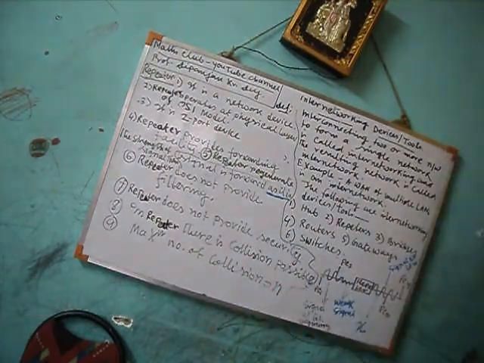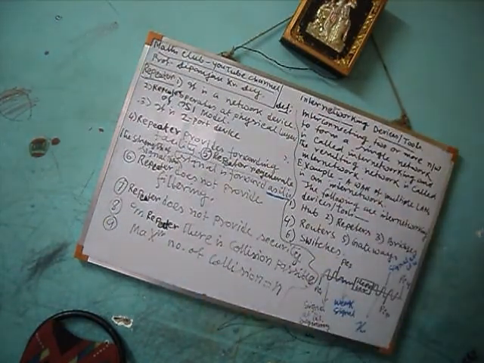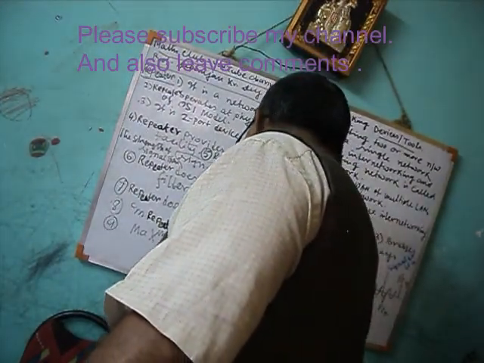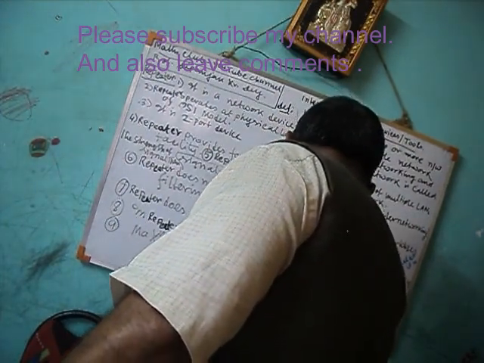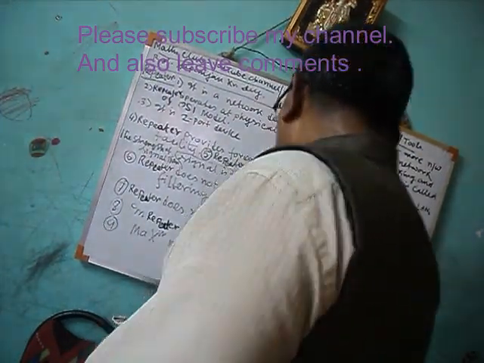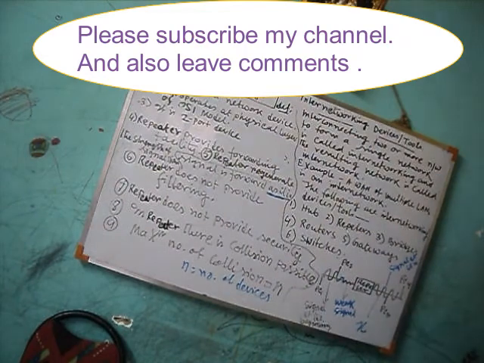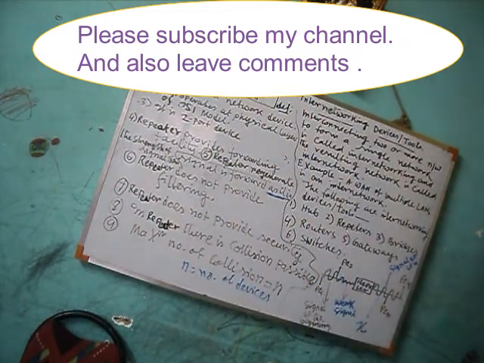The next point is that the maximum number of collisions is equal to n. What is n? n equals the number of devices in the repeater network. So the maximum number of collisions is equal to n, because n is the number of devices.